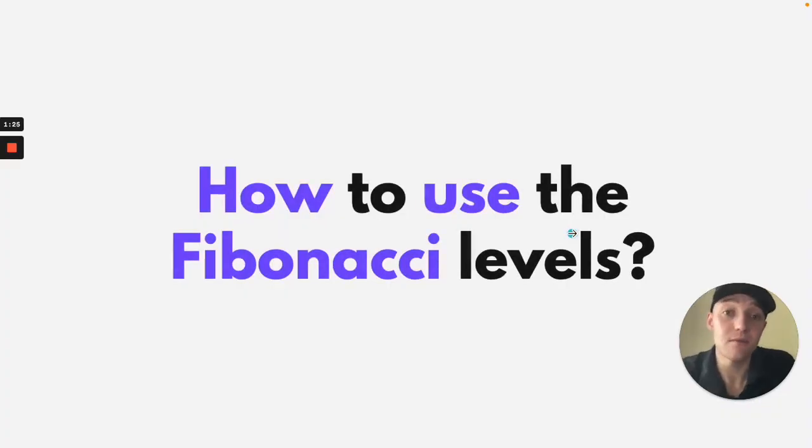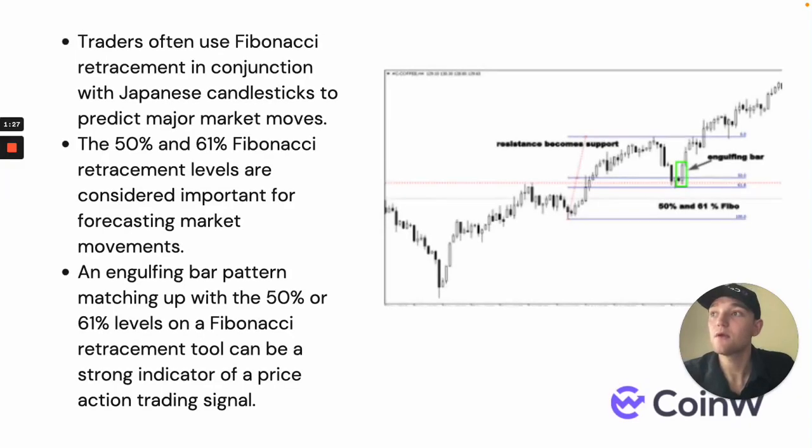So how to use the Fibonacci levels. When using a Fibonacci level, you can see on this picture on the right, as a trader you're always drawing from left to right, whether it's in an uptrend or a downtrend. You're drawing from your swing low to your swing high, or from your swing high to your swing low, but it has to start from left to right. You can see we have our swing low over here, and then our swing high at the top here. And all these levels in between are called Fibonacci levels.